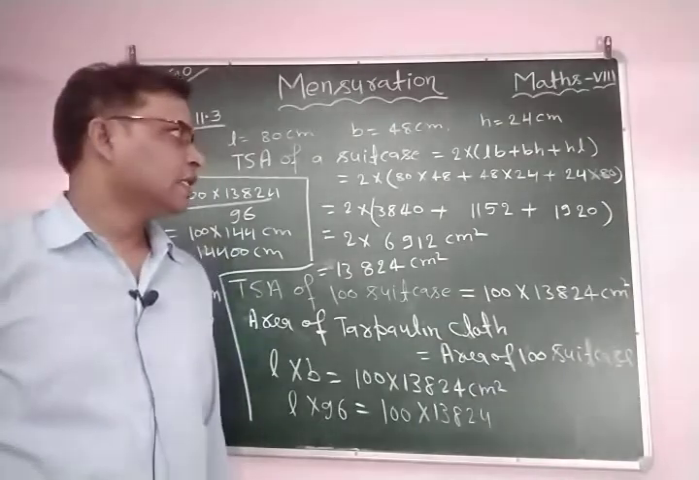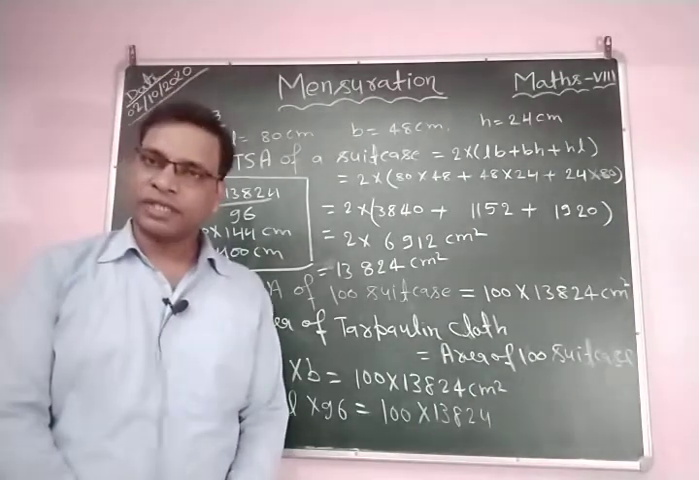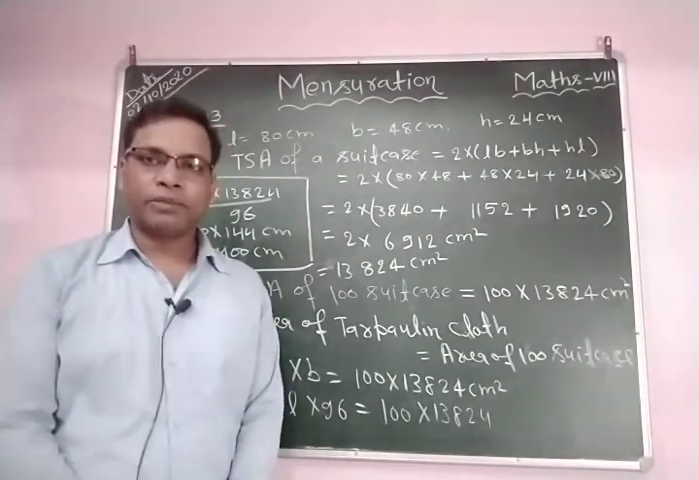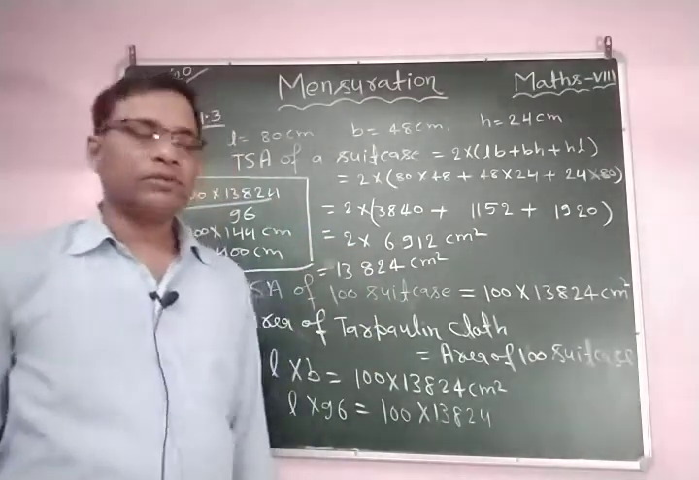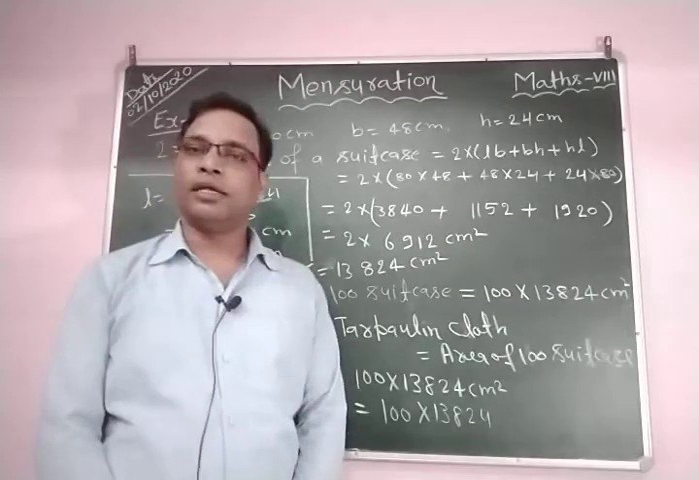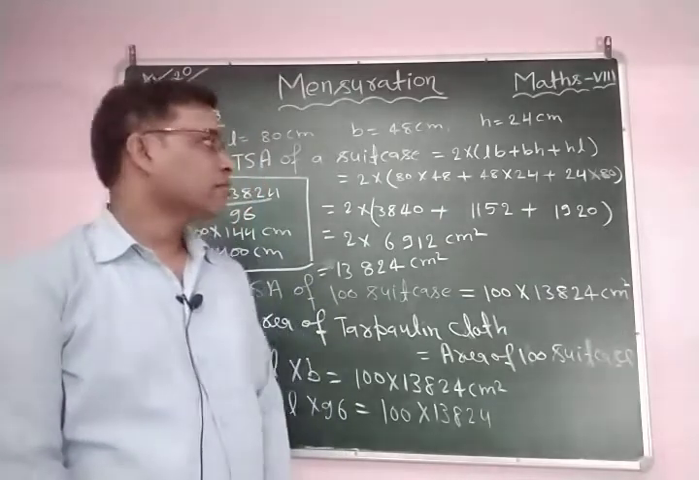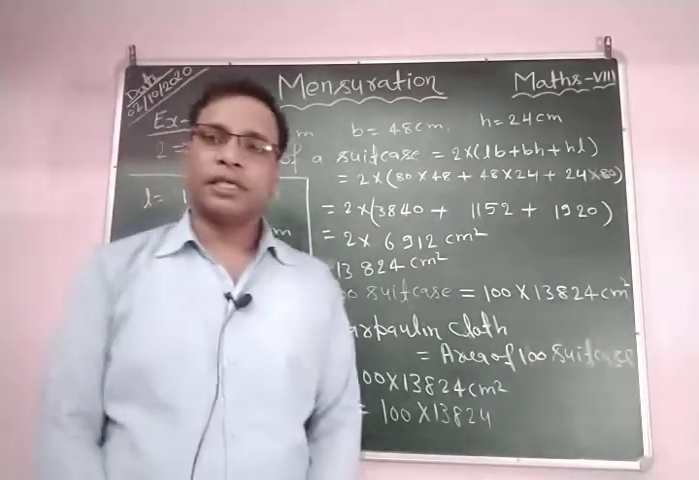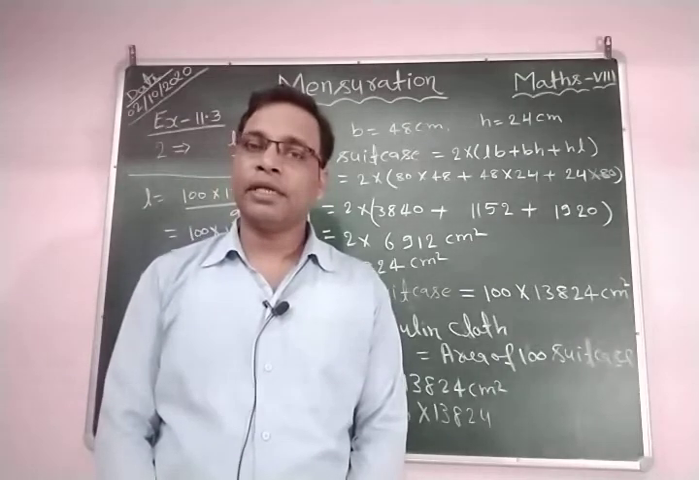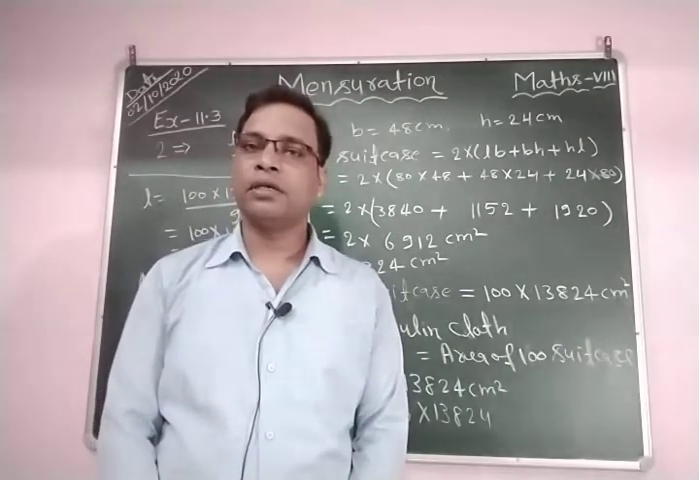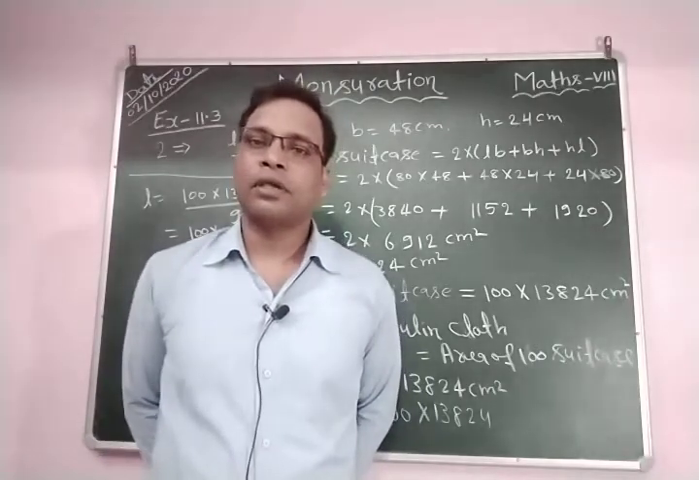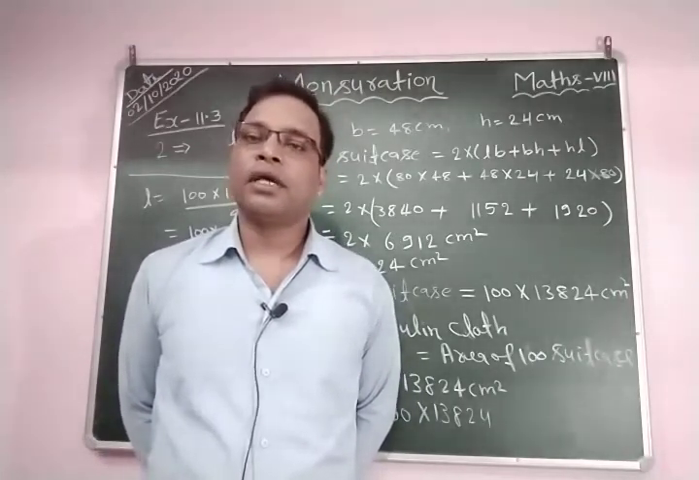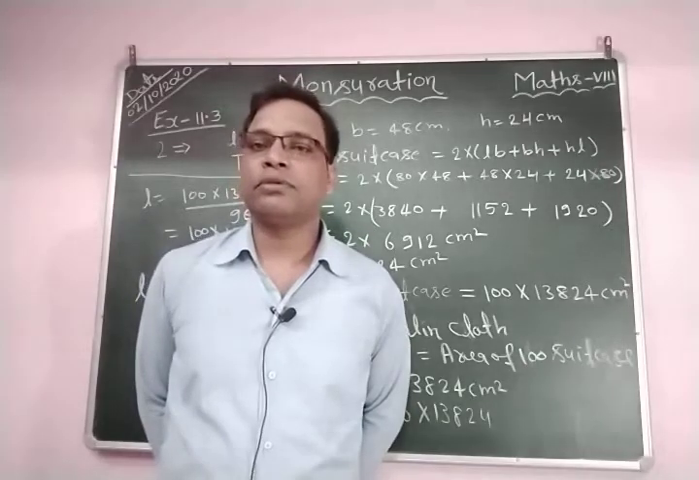In this question, the dimensions of the suitcase are given. What are the dimensions of the suitcase? Length is equal to 80 centimeters, breadth is equal to 48 centimeters, and the height is equal to 24 centimeters. The cover of the suitcase is made by tarpaulin cloth. So first you find the area, or you can say the total surface area, of one suitcase.